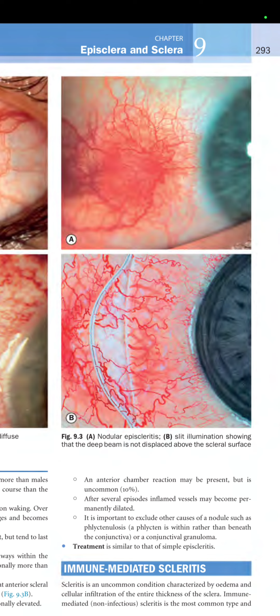It is important to exclude other causes of a nodule such as phlyctenulosis. A phlycten is within rather than beneath the conjunctiva, as is a conjunctival granuloma. Treatment is similar to that of simple episcleritis.